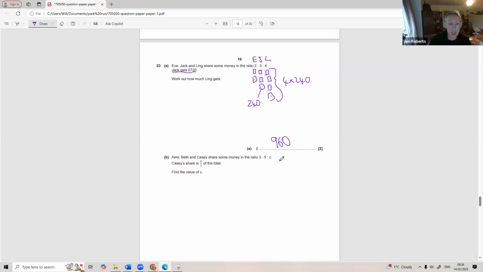Amir, Beth and Casey share some money in the ratio 3 to 5 to C. Casey's share is 2/3 of the total. Right, so Casey has 2/3 of the total, which means Amir and Beth will be 1/3. So let's just think about this, right? You've got thirds, that's Amir and Beth, and that's Casey. Casey's getting double the amount of Amir and Beth, isn't he? So we know his share is double this. If that was 1, that would be 2, but this is 8 parts, so that's got to be 16 because it's double.